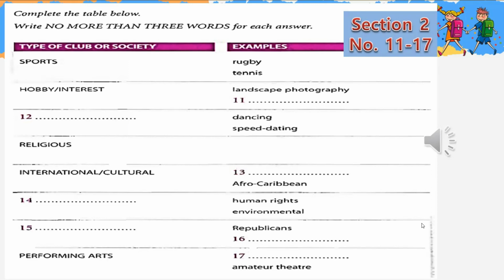Test 1. Listening. Section 2. You will hear an extract from a radio program for people who live abroad. Listen and answer questions 11 to 17.